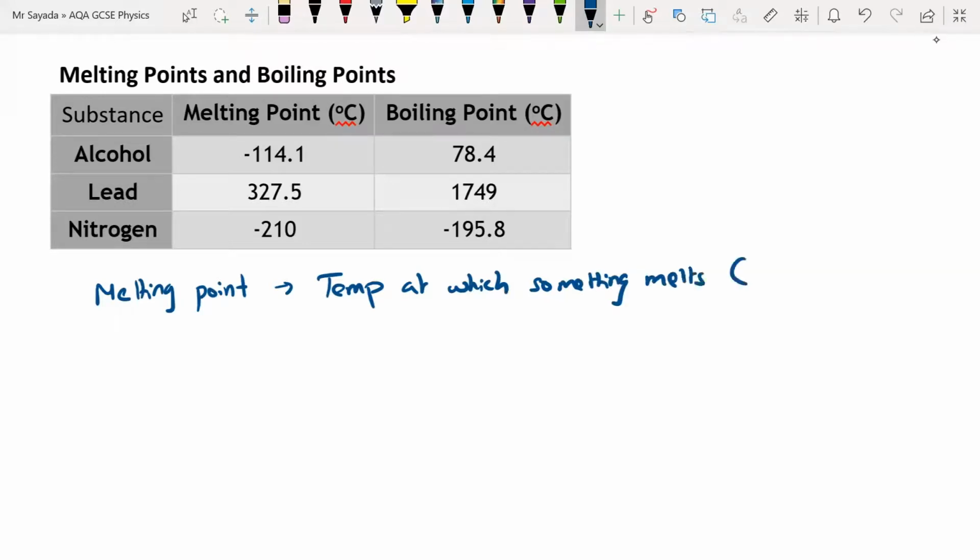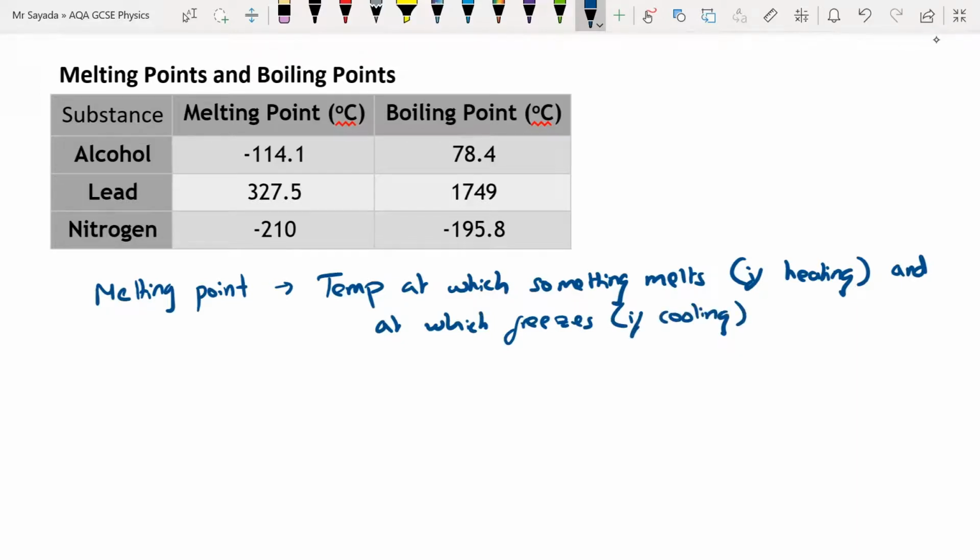So it's also the temperature at which something freezes if you're cooling it. So it's the temperature at which something melts if you're heating it, and the temperature at which something freezes if you're cooling it. Can you write a similar definition for boiling point? Pause the video to do that, press play once you've done it.